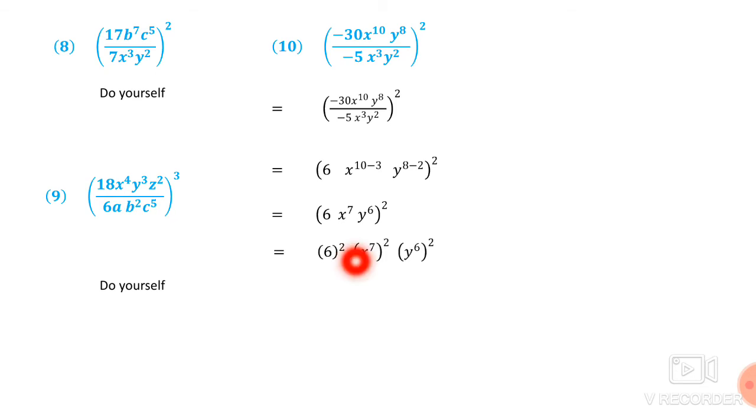Okay, 6 exponent 2, x exponent 7 whole exponent square, y exponent 6 whole exponent 2. Here we can see that we have exponents over exponents, so the exponents will be multiplied. 6 square is 36, x exponent 14, y exponent 12. This is the final answer.